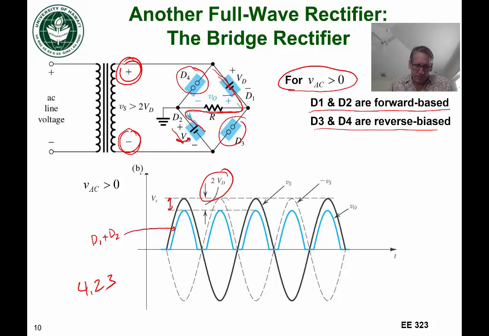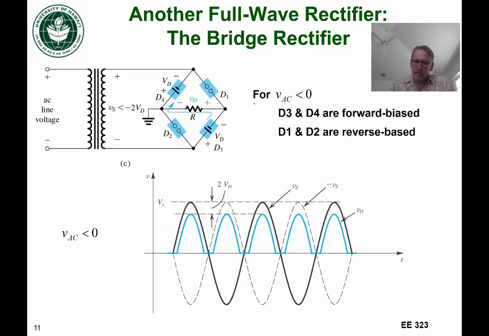And now we'll see a very similar situation when VAC is less than 0. In other words, this becomes the positive terminal. And in that case, we see that diode D3 gets forward biased, right? And then it flows through the resistor, and diode D4 gets forward biased.